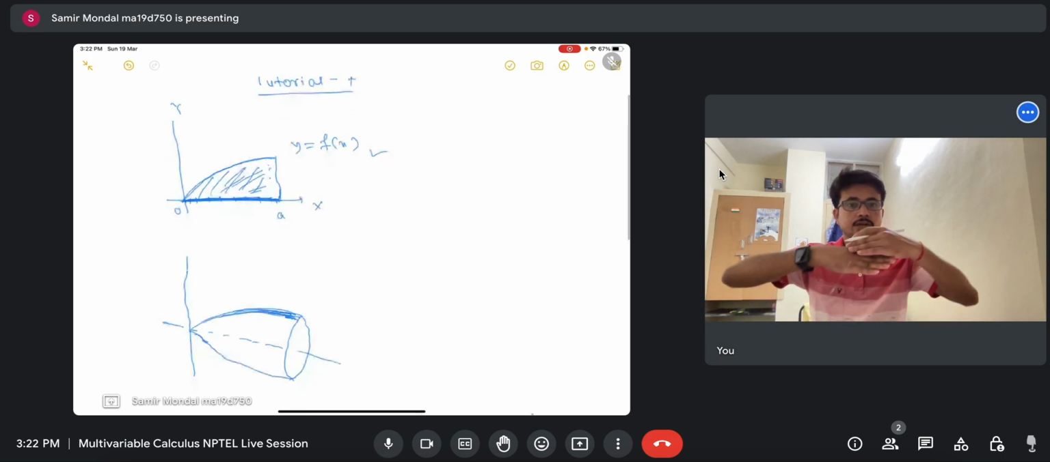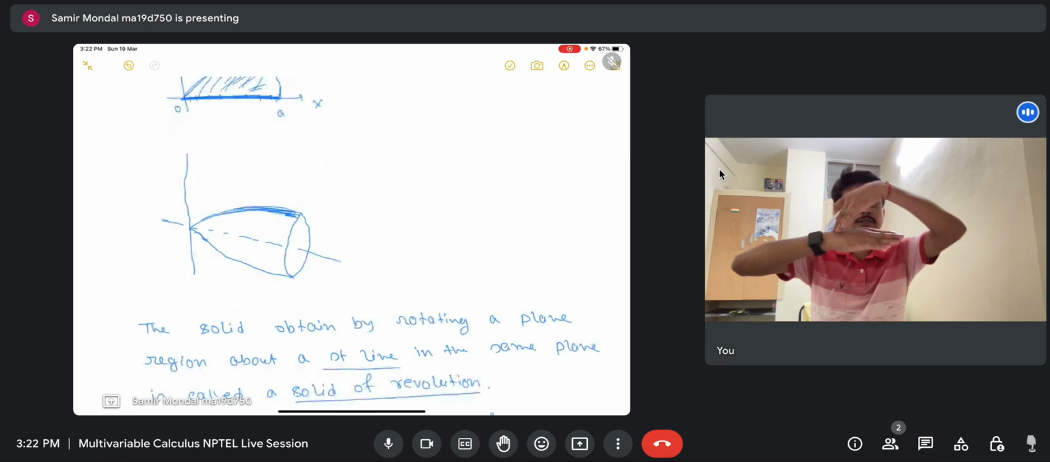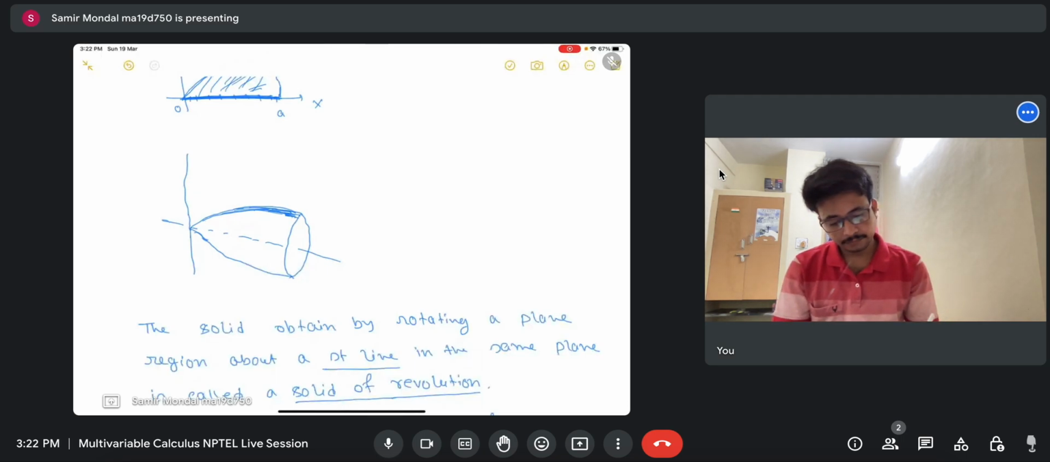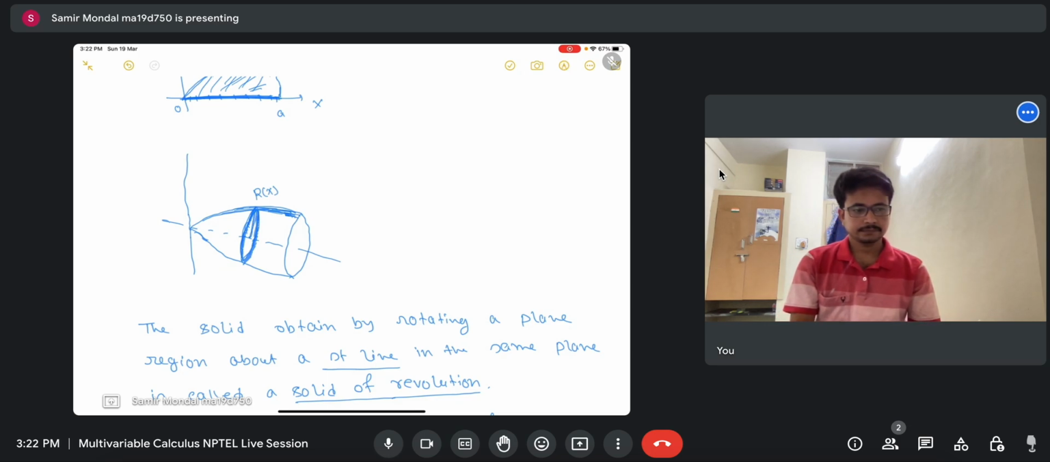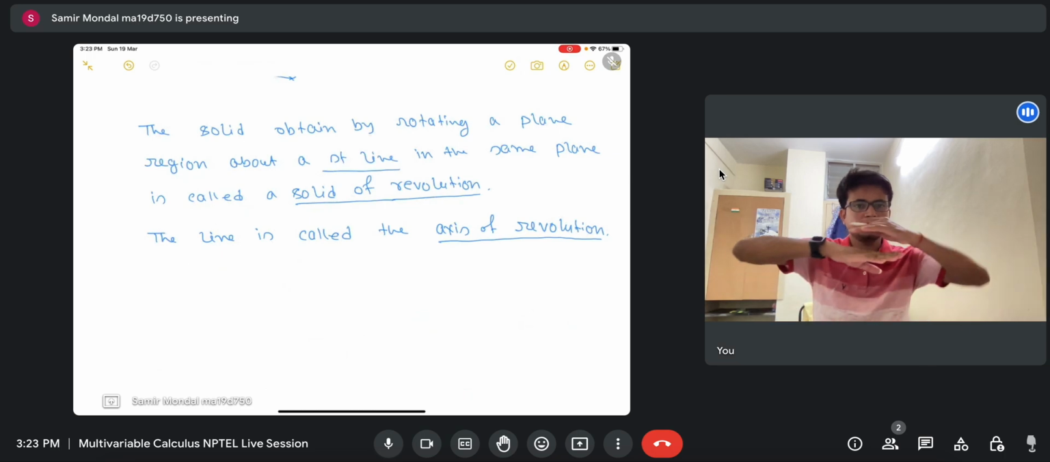So this is your solid. How do we obtain it? We rotate this plane around this line and we get this solid. Now we'll take one little slice here. So what is our aim? We will divide the axis of revolution, that straight line, not the x-axis.